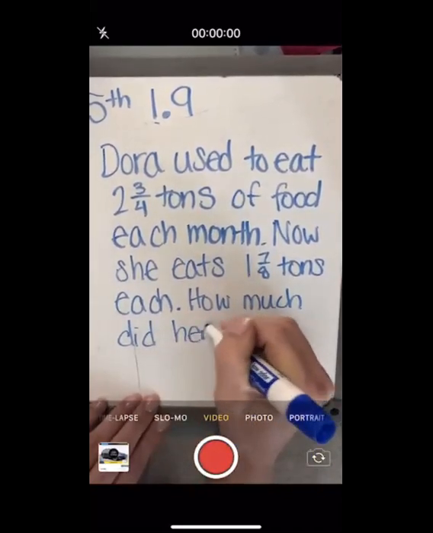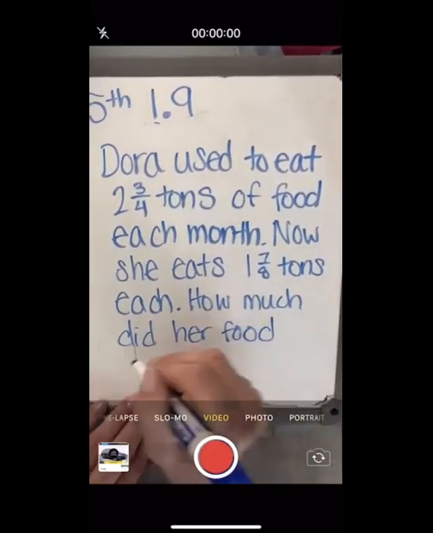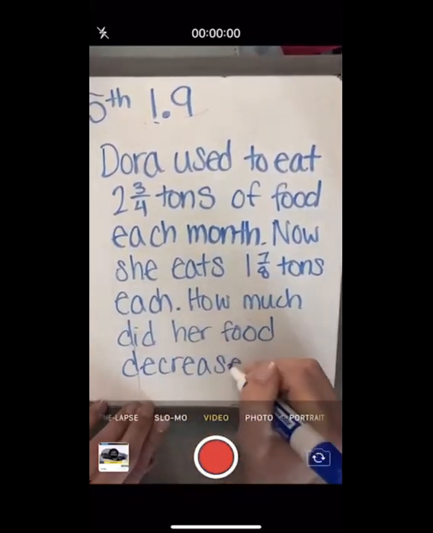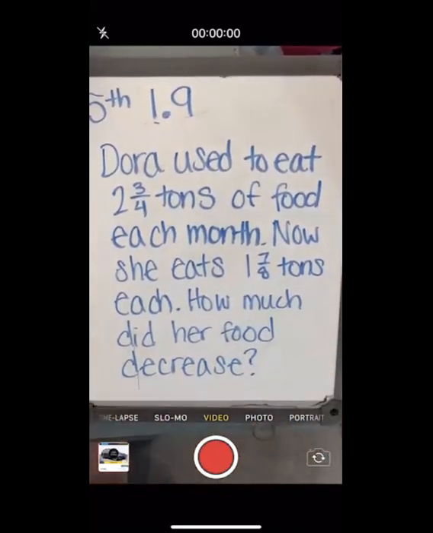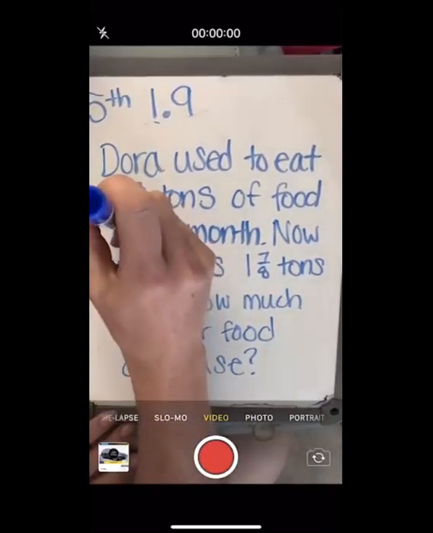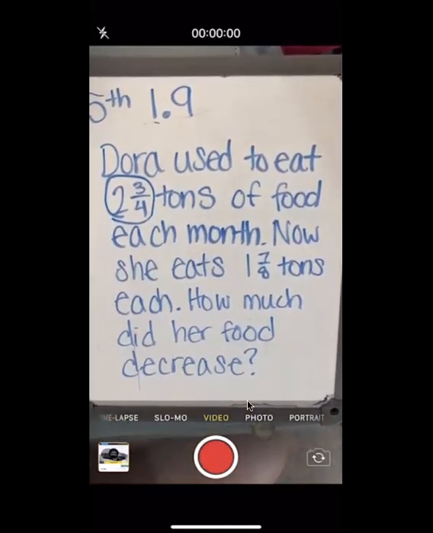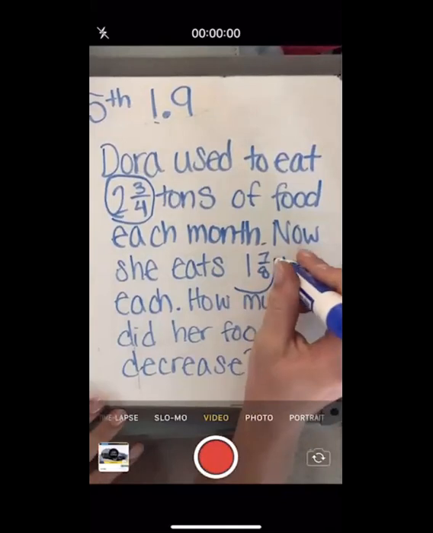And you don't have to write the whole thing down. So they had to take some food away from her. They're like, Dora girl, you're getting too big. So the first thing I would do is circle my numbers if this was on paper, or if I was looking at a digital test and doing it in my notebook, I would circle those numbers and write them down. So in your notebook, you want to make sure you have 2 3/4, and then you also want to make sure you have 1 7/8.